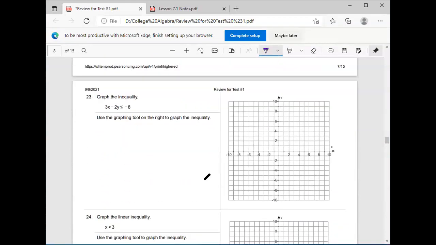23, graph the inequality. Okay. I'm getting that most of you are deciding you really don't need the inequality sign whenever you're trying to come up with the equation of the line. So most of you are solving this for Y. So I'm going to do the same thing. I'm going to subtract 3x. So -2y is equal to -8 minus 3x. We would divide everything by -2. So y is equal to 4 plus 3/2 x.